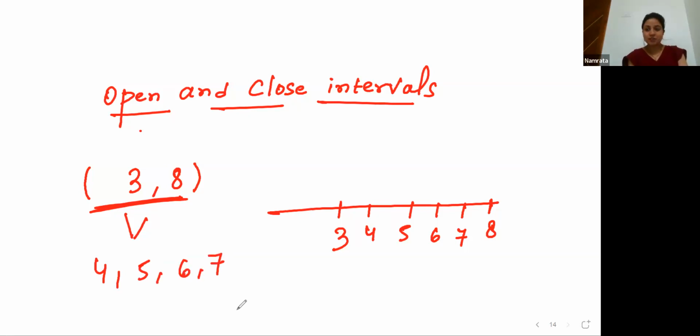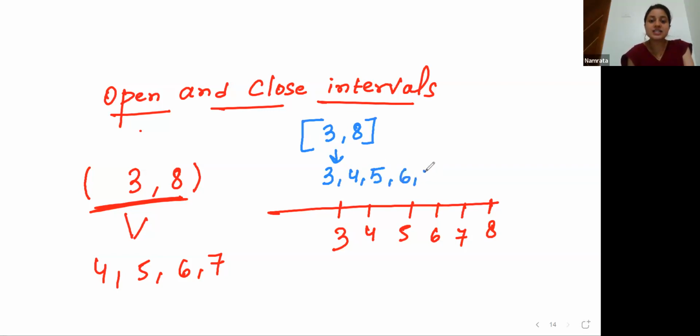That's it. We will not touch 8. Similarly, we will not touch 3 over here. And what is the meaning of closed interval? If we have a rectangular bracket like this with the same numbers 3 and 8 written over here, then the meaning is 3 is there, 4 is there, 5 is there, 6 is there, 7 is there, and 8 is there.